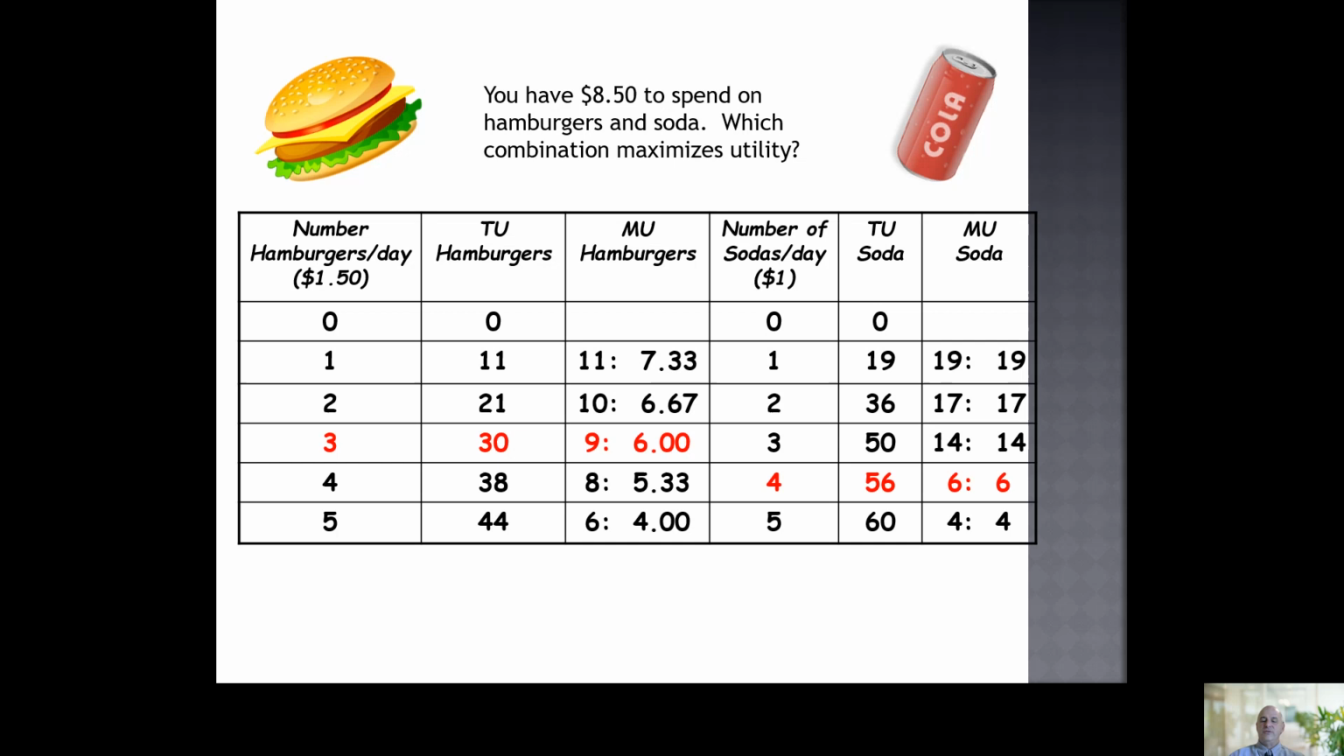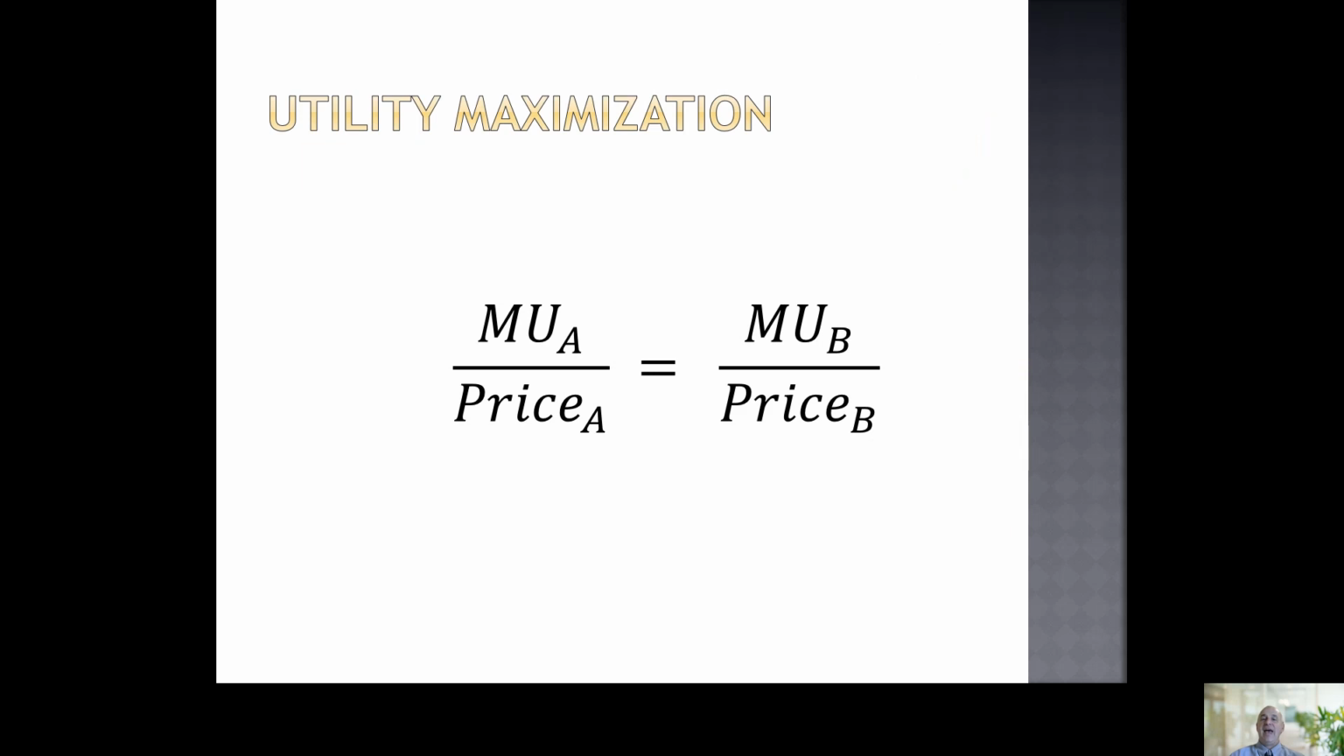Now, you'll also notice that I could consume 5 of each and have 4 units of satisfaction for every dollar, equal to each other. But I can't afford 5 units of each. So you have to find that point at which your marginal utility to price ratios are equal to each other and that you can afford.